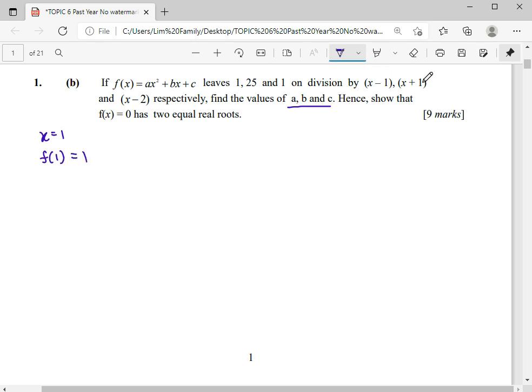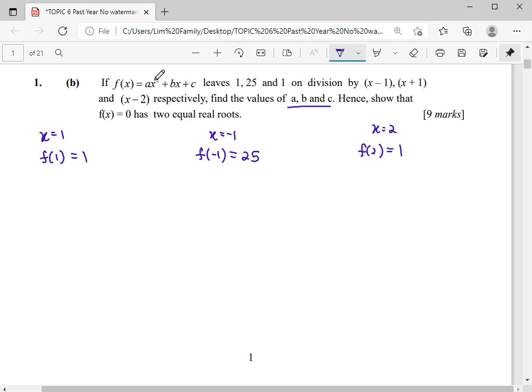So according to the second divisor here, this is its remainder. When x equals negative 1, f(-1) will equal the remainder 25. And the third divisor here, x minus 2, so x equals 2. When we substitute into our polynomial, the remainder is equal to 1. Okay, so we have three pieces of information. Then we build out our three simultaneous equations.